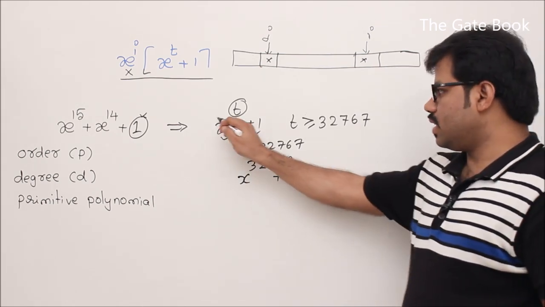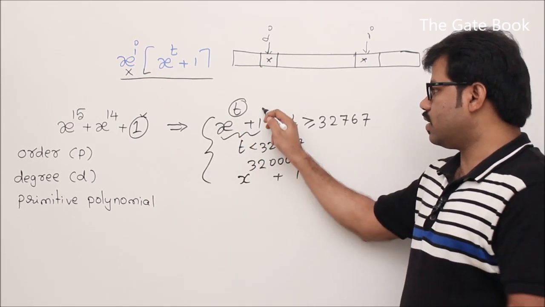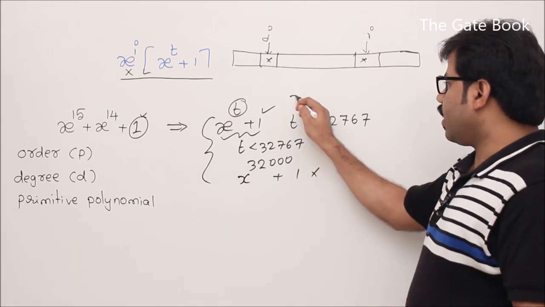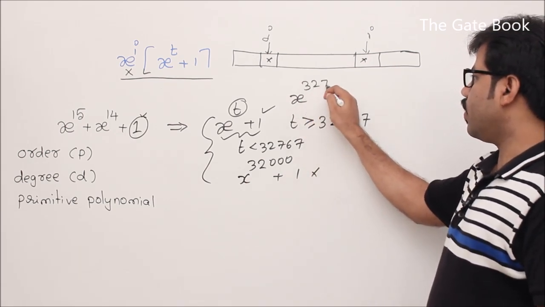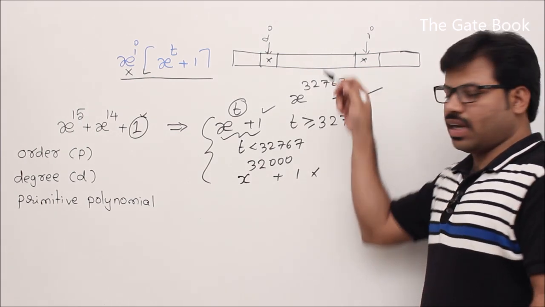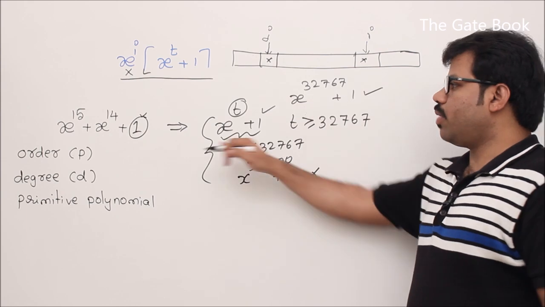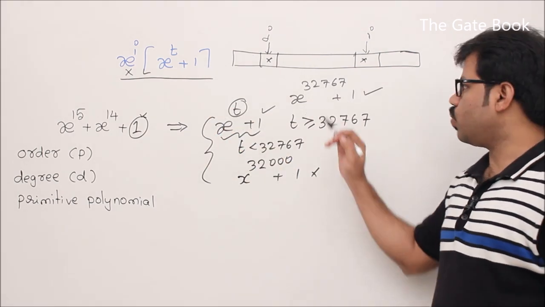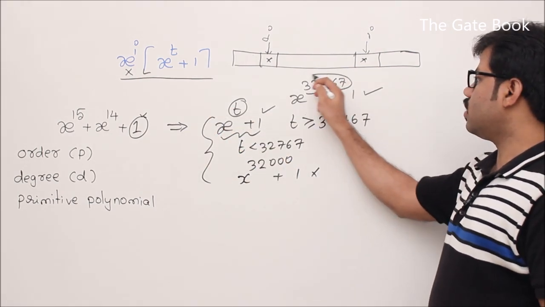We will see the reason for that. First of all, let's use this result. Now really, x power 32,767 plus 1. This polynomial actually is the first polynomial, I can say, in the order which is divisible by x power 15 plus x power 14 plus 1. So now we will focus on this number.